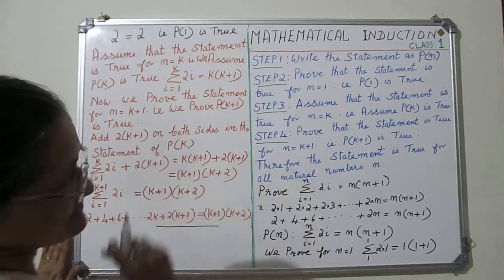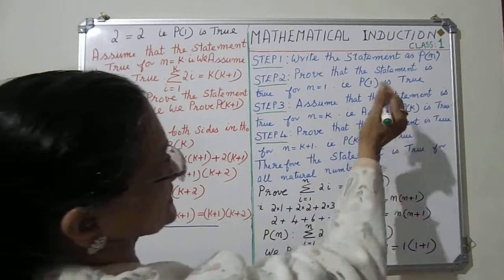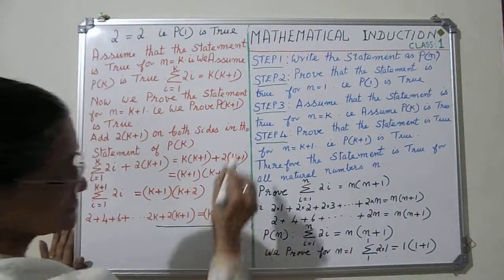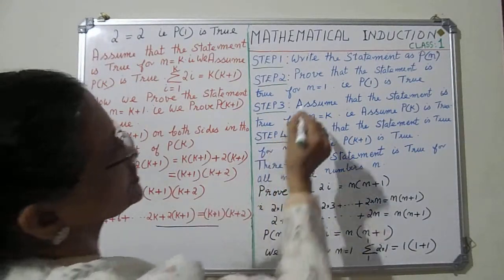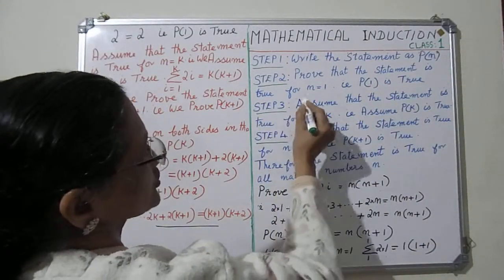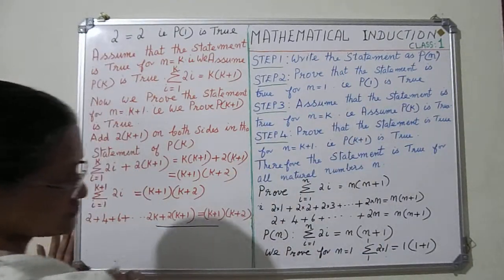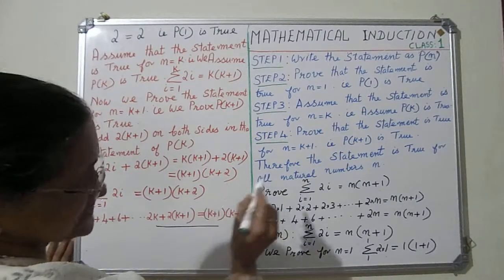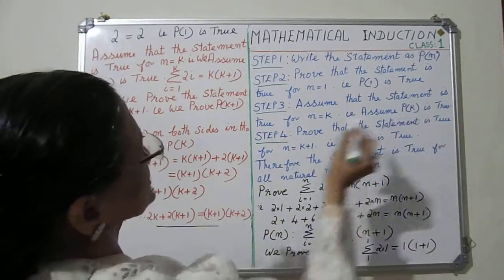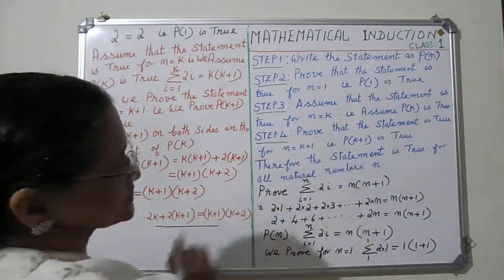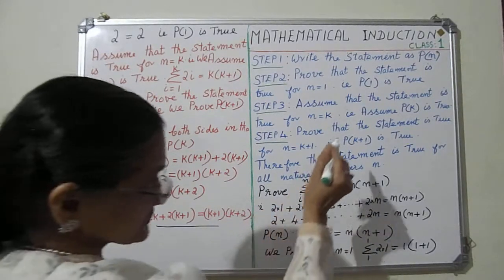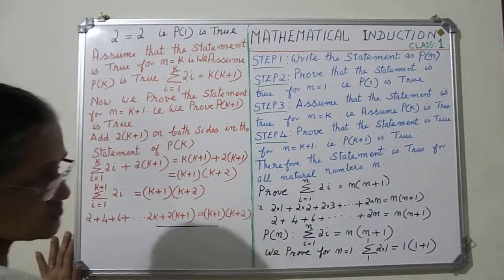Okay, step number 1. Write the statement as P of n. Step number 2. Prove that the statement is true for n equal to 1. That is, P of 1 is true. Step number 3. Assume that the statement is true for n equal to k. That is, we assume P of k is true.